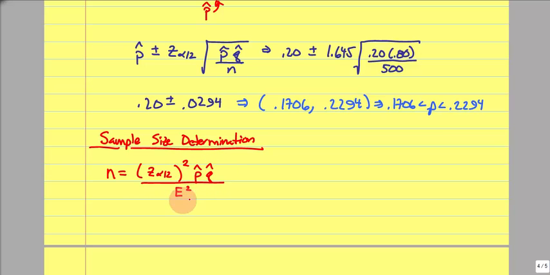Now my margin of error is given as a decimal, so if I have a 3% margin of error, that should be 0.03, and this confidence factor is my z-score.